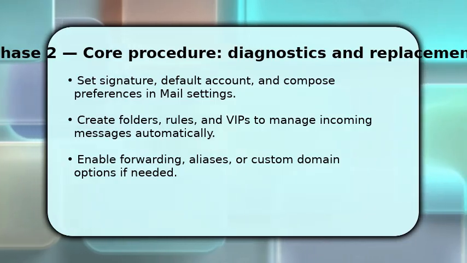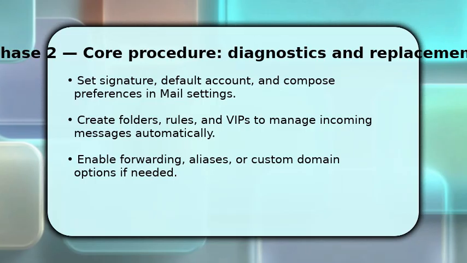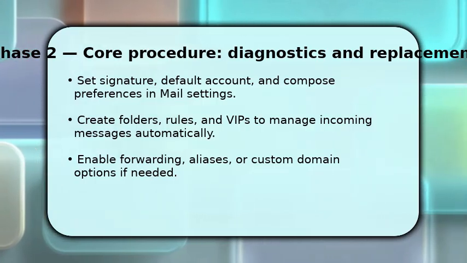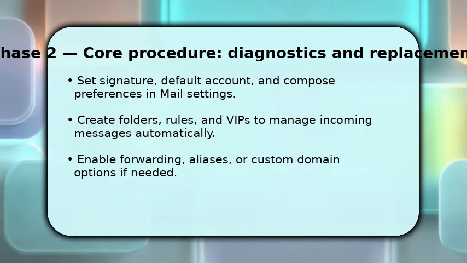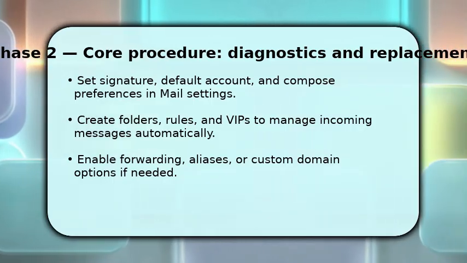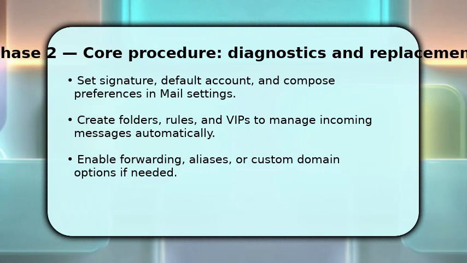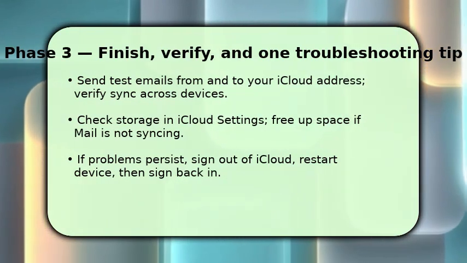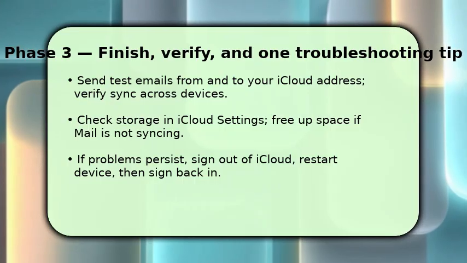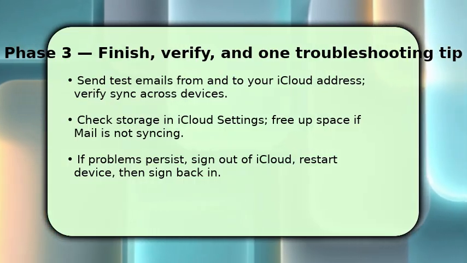If you need a different from address, set up an alias or configure a custom domain, follow the prompts and verify ownership. Once done, sync across devices and test by sending a message to confirm outgoing and folder rules. To finish, send test messages to and from your iCloud address and confirm they appear on all devices. Make sure attachments download and folders update.